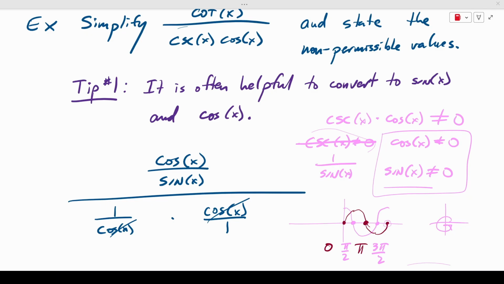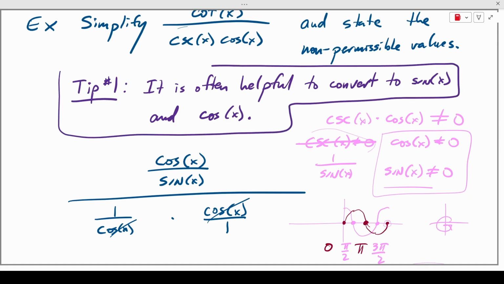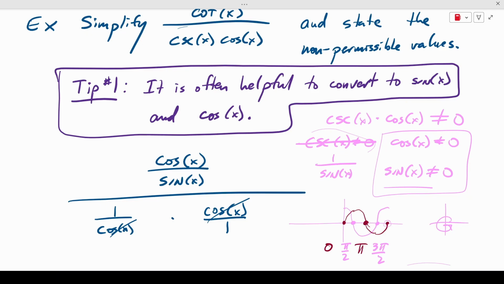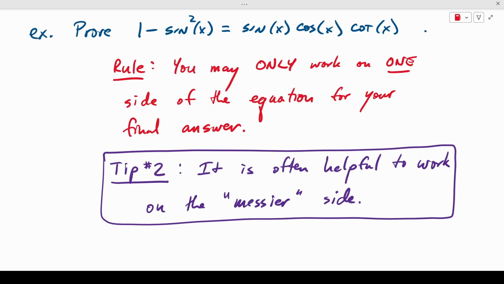And then secondly, a tip. So you may recall from another video, tip number 1, it is often helpful to convert to sine of x and cosine of x. That was tip 1. Here comes tip 2. Tip 2 is that it's often helpful to work on the messier side when you're doing an identity. So if I look at these two sides, I have 1 minus sine x squared and sine x, cos x, cotangent x. I would say the right-hand side is messier. So I'm going to work on that side and try to make it look like the left-hand side.